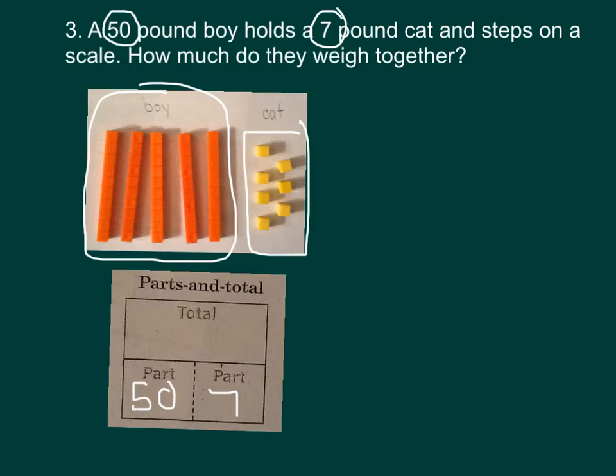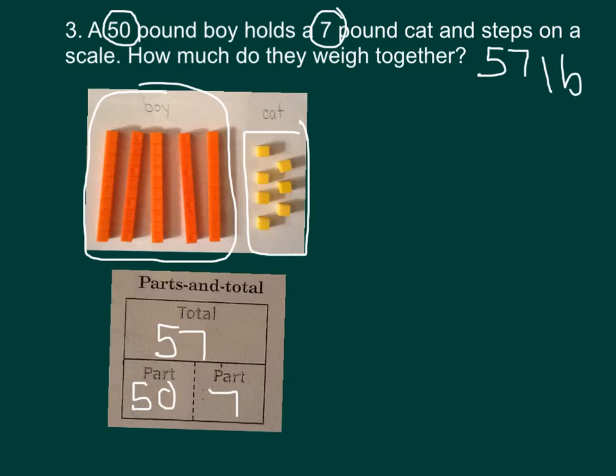Let's start by counting our longs. 10, 20, 30, 40, 50. 51, 52, 53, 54, 55, 56, 57. So boys and girls, by using longs and cubes and using this parts and totals diagram, we were able to figure out that together the 50-pound boy and a 7-pound cat weigh 57 pounds. So again, I'll add the answer up here too, 57 pounds, like that.